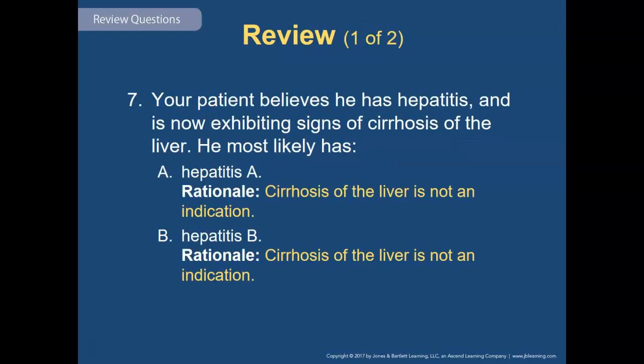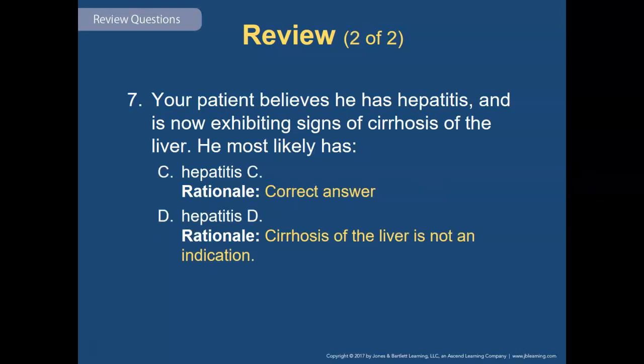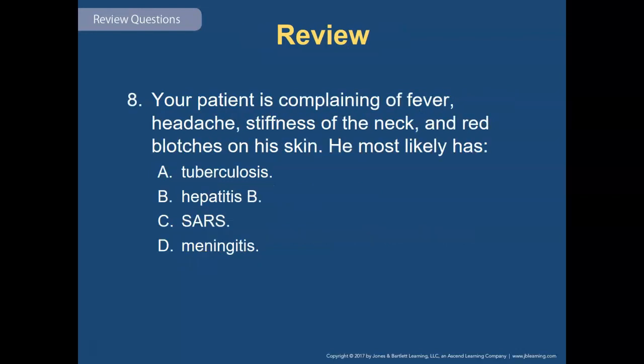So your patient believes he has hepatitis. Cirrhosis of the liver is not an indication in hepatitis A. Hepatitis B, once again, not an indication. Hepatitis C is correct. And then D, cirrhosis of the liver is not an indication. Hepatitis C is the one that we're talking about with cirrhosis. So just remember that. Cirrhosis starts with a C. Sounds like it might start with an S, but it starts with a C. And what hepatitis does it affect, or when we find it? Hepatitis C. So kind of an easy way to remember that.